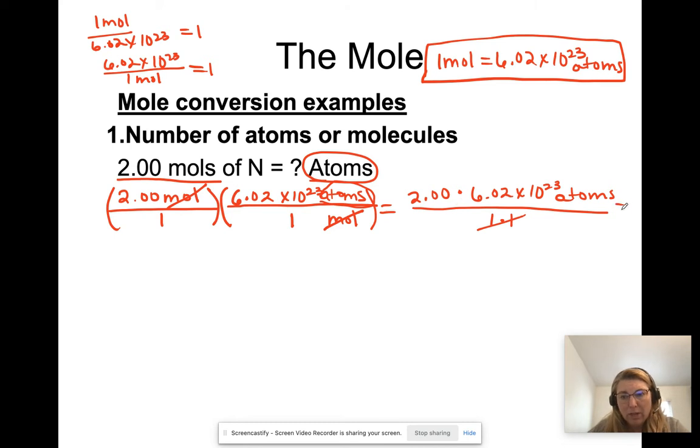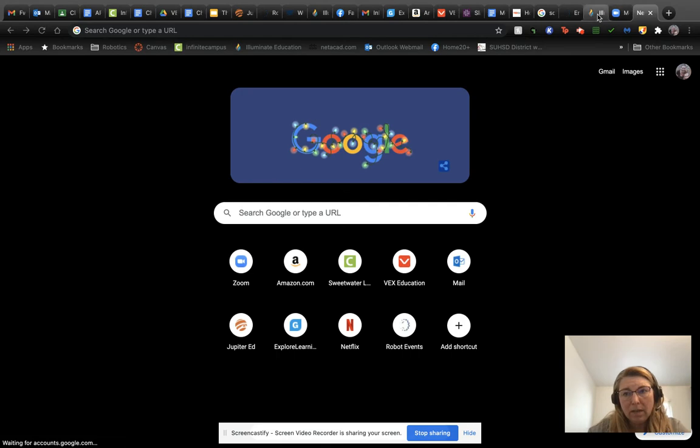So now, finally, we're just going to go ahead and simplify 2.00 times 6.02 times 10 to the 23rd atoms. So even though this is an ugly problem, it's really just multiplication. So I'm going to go ahead and slide over to my calculator.